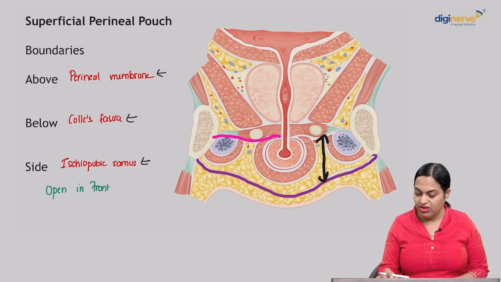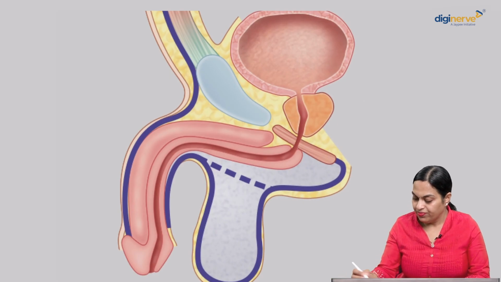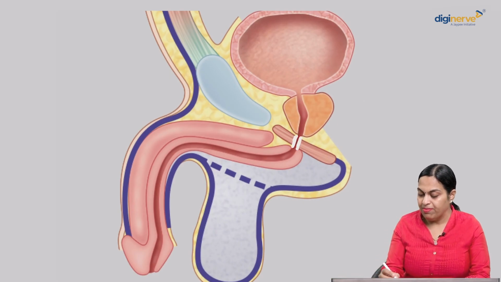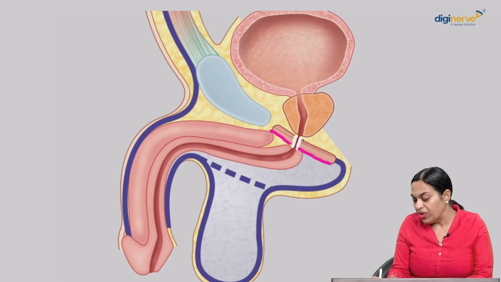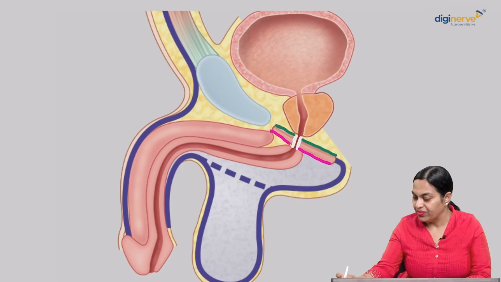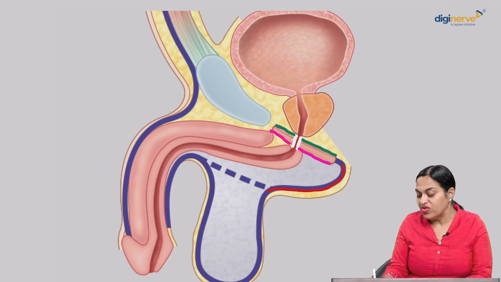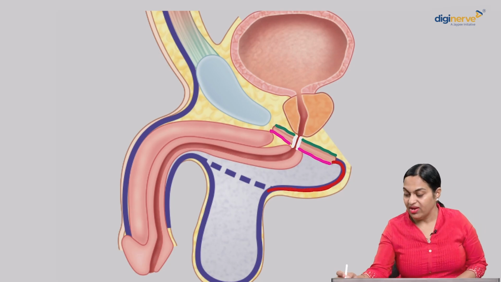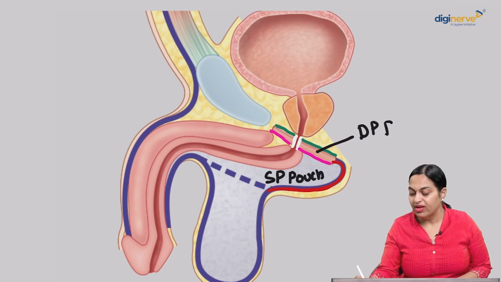I'll show you an image here. So over here, this is the membranous urethra, right? And this is the perineal membrane. This is the superior fascia of urogenital diaphragm. Over here, this is the Colles fascia that fuses with the posterior aspect of the perineal membrane. And what you see here is the superficial perineal pouch. This is the area of deep perineal pouch.